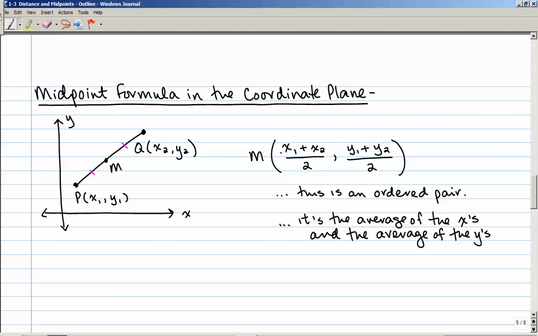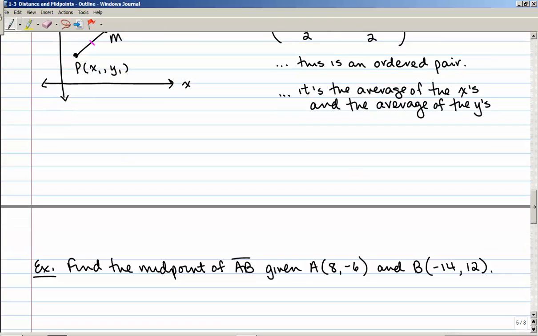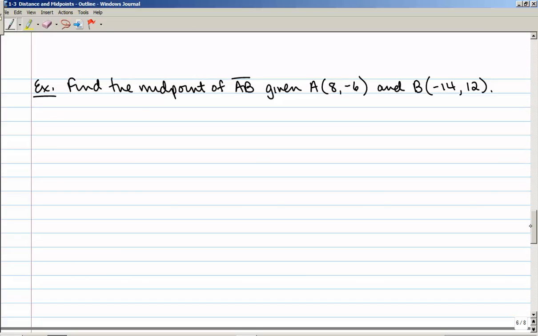So this expression right here, x1 plus x2 over 2, is going to give me the x-coordinate of point M, which is the midpoint, and y1 plus y2 over 2 is going to give me the y-coordinate of point M, my midpoint. It's basically the average of the x's and the average of the y's. So let's use this and try an example here. Find the midpoint of segment AB, given that A is 8, negative 6, and B is negative 14, 12.